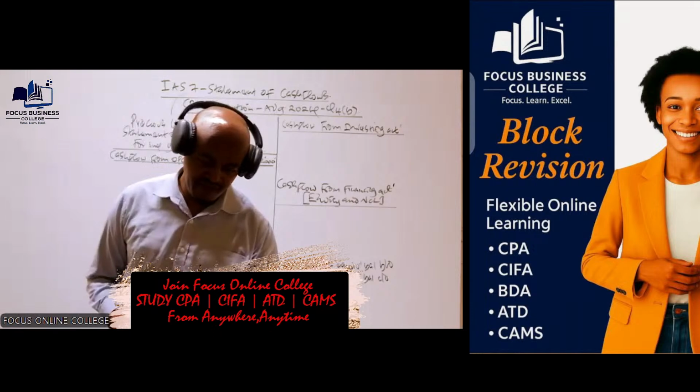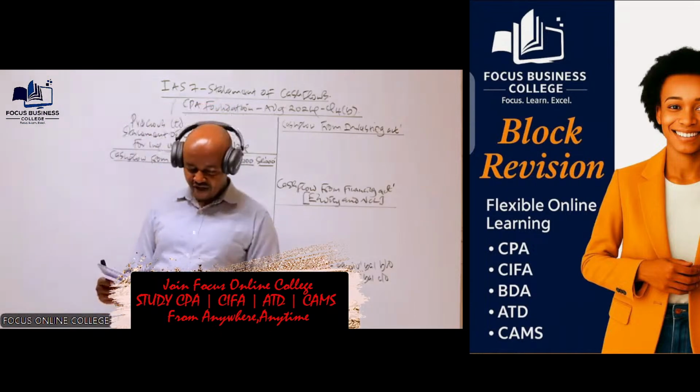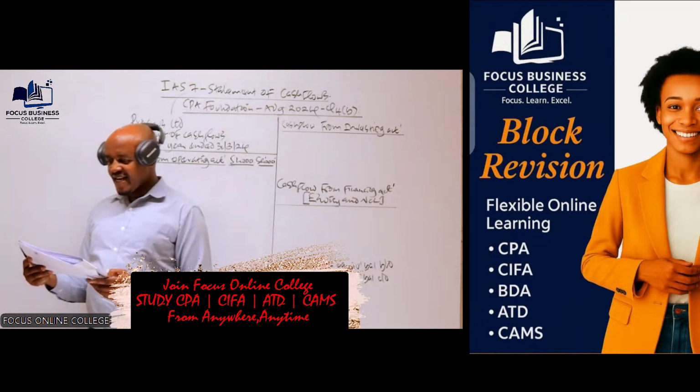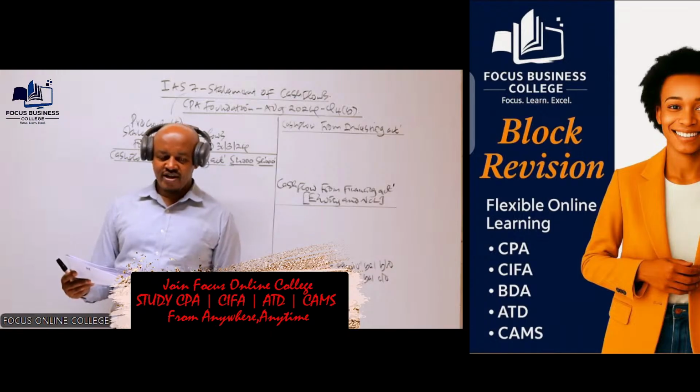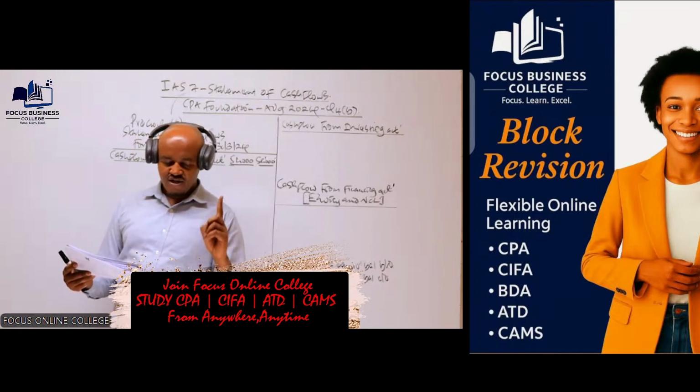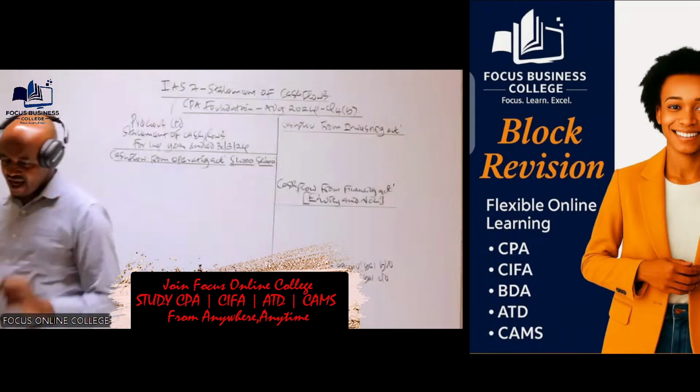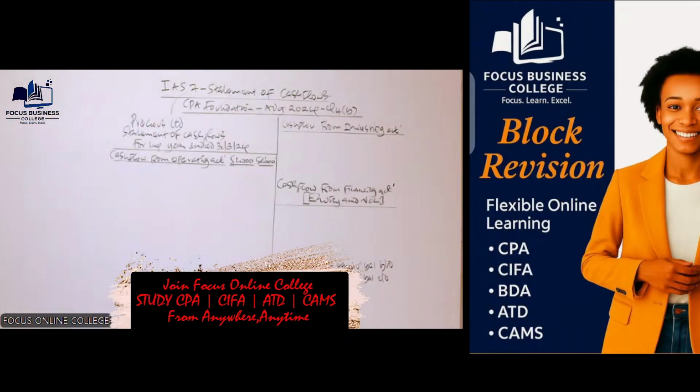So can we do that? The first thing, we go to the statement of financial position, specifically under the current assets. Under the current assets, can you tell me which item of cash and cash equivalent we have there?